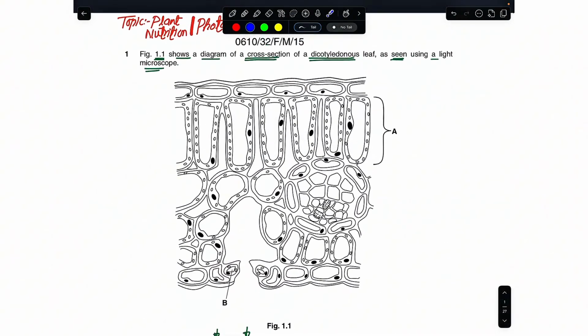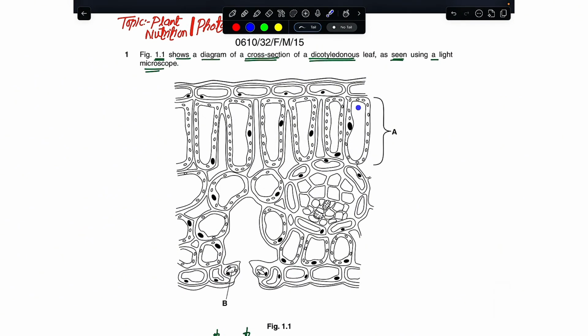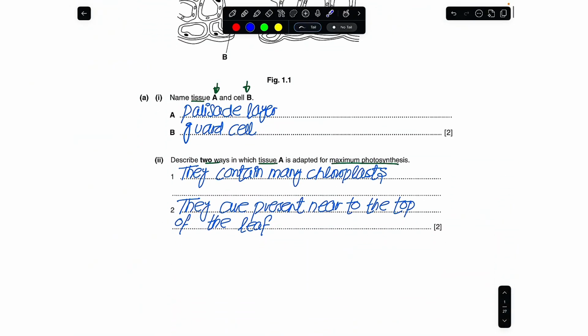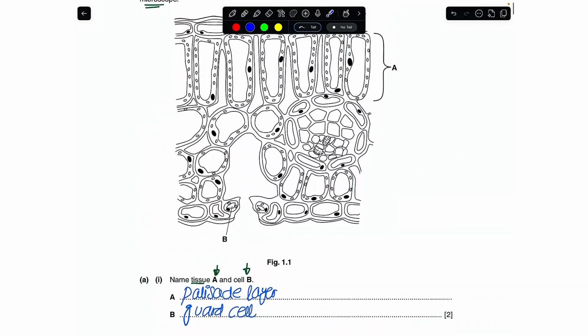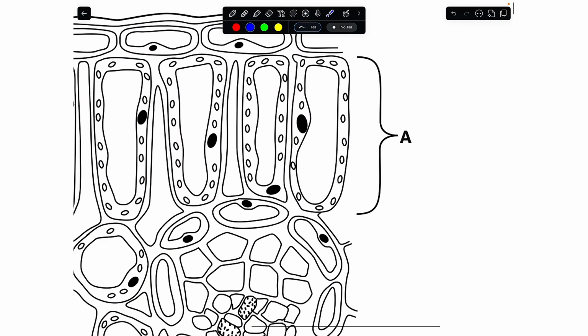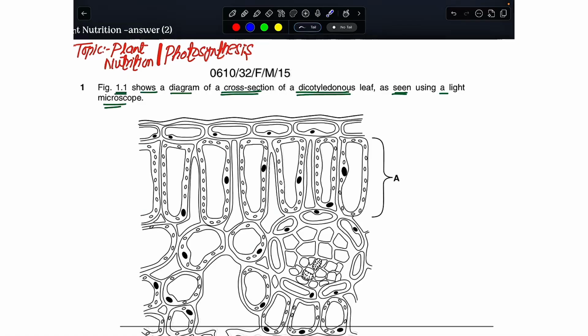The other point is that these palisade mesophyll cells are positioned near the top of the leaf, and that would help them absorb maximum sunlight. But in terms of description, you would only say that they are present near the top of the leaf. Another alternative point could be that in the palisade mesophyll layer, the chloroplasts are aligned near the peripheries, projected outwards, so this increases their exposure to getting a lot of sunlight.